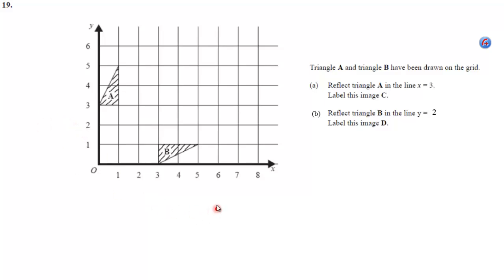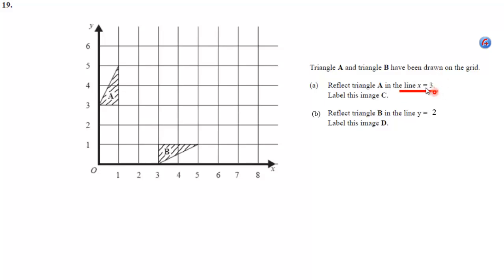This is question number 19. So let's focus on part A and B first. It says the triangles A and B have been drawn on the grid. So there they are, triangle A, triangle B. Reflect triangle A in the line x equals 3, and label this image C.